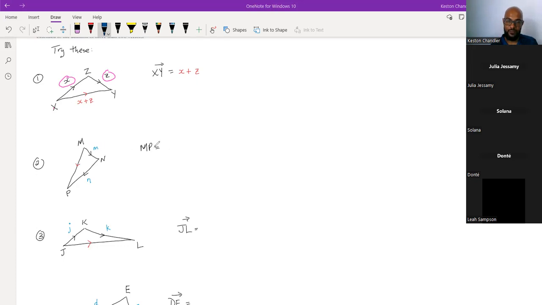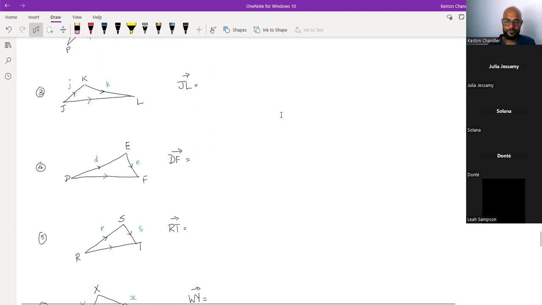Same thing for here. M to P is going to be M to N, N to P, right? So what you could do is you could write your vector equation, just like I showed you. M, P at the end, N in the middle, right? MN is little m, NP is little n. And that's how you're going to get the vectors. Everybody get the hang of that? I'll do them with you.